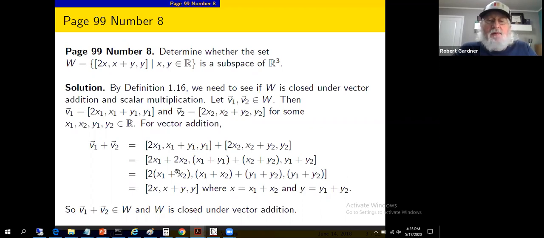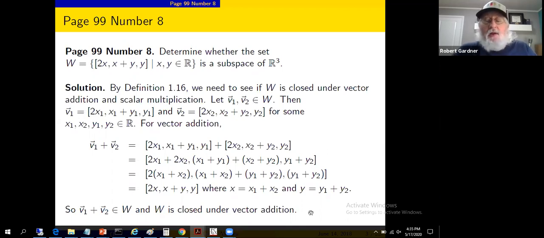It's 2 times something. The third component is something else. There's the something and the something else added together in that center component. More professionally, it is of the form 2x comma x plus y comma y, where I can tell you exactly what x and y are. They're x1 plus x2 and y1 plus y2 respectively. Substitute those in to here, you get this, and that is v1 plus v2. v1 plus v2 is of the right form to be in W. We took 2 arbitrary elements of W, 2 vectors, added them together. They're in W. We have closure under vector addition.